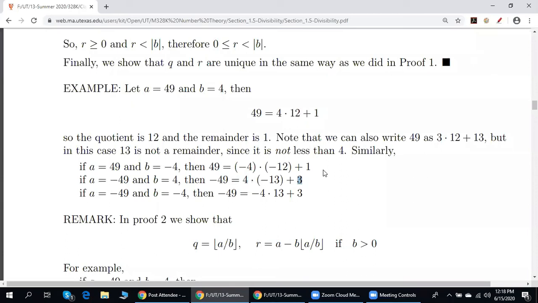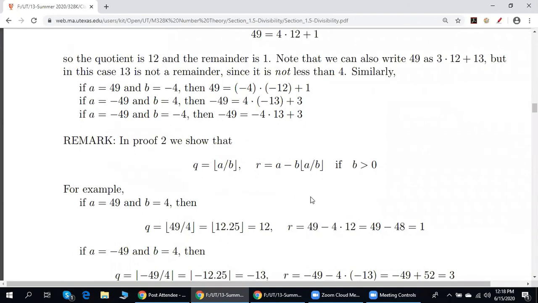Also keep in mind that remainder is never negative. Quotient can be negative. A remainder is always greater or equal to 0. Here's another way to come up with these numbers. Let us use the formulas from proof 2.